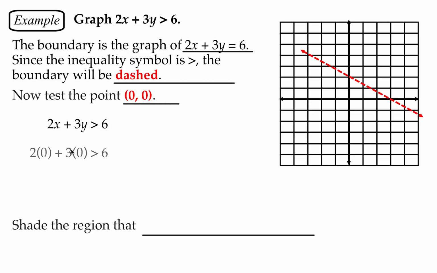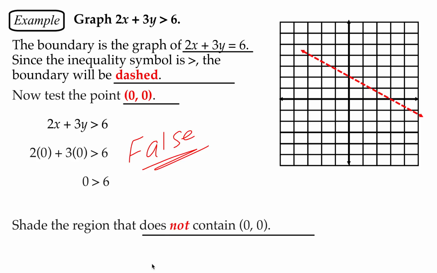So let's go ahead and plug in (0, 0). If we put in 0 for x and 0 for y, we get 0 is greater than 6. Is that a true statement? That is not a true statement. That is false. So since it is false, we're going to shade the side opposite (0, 0), the side that does not contain (0, 0). So (0, 0) is right here.